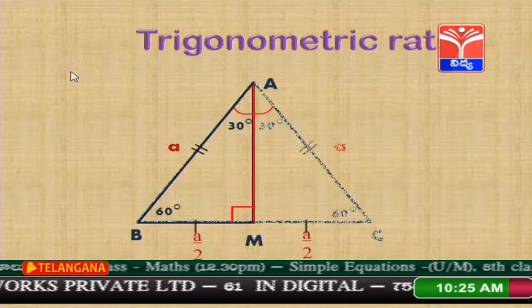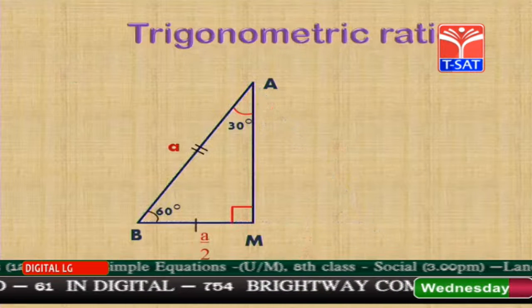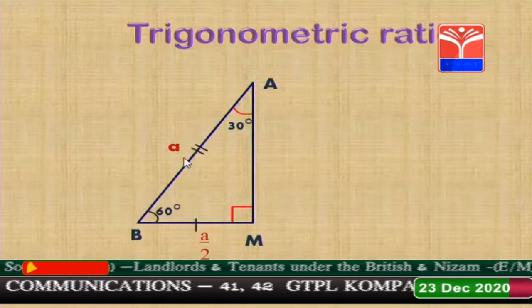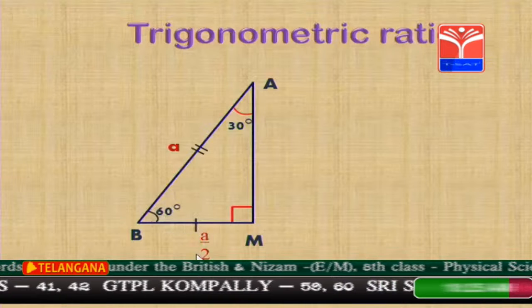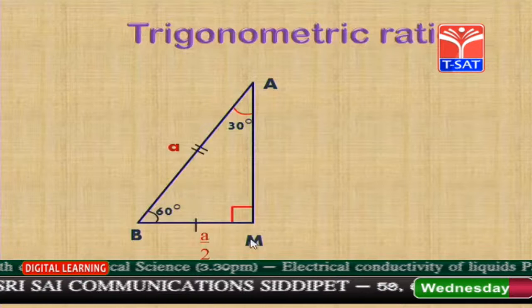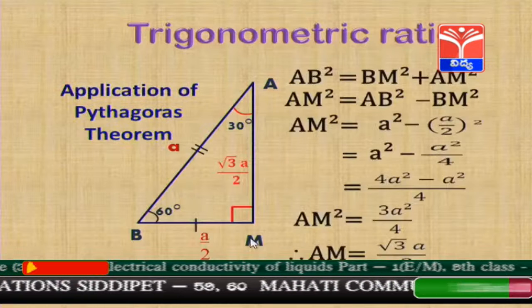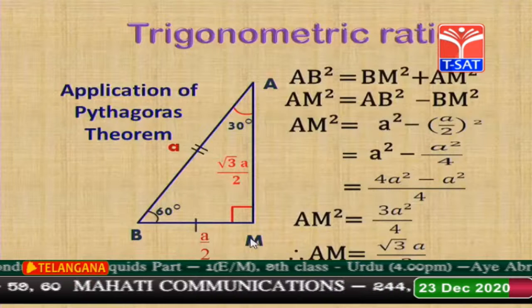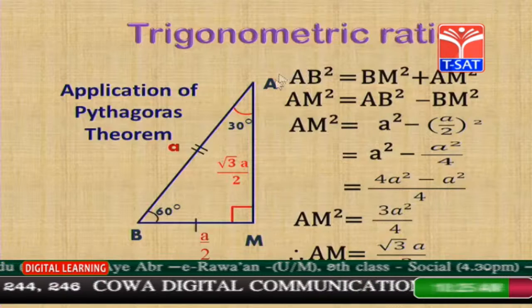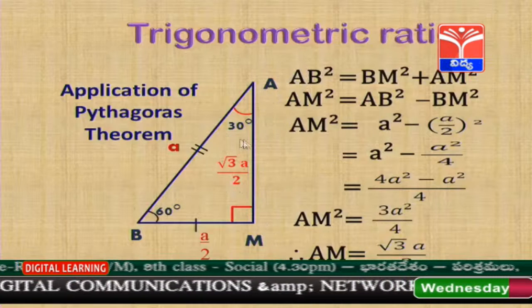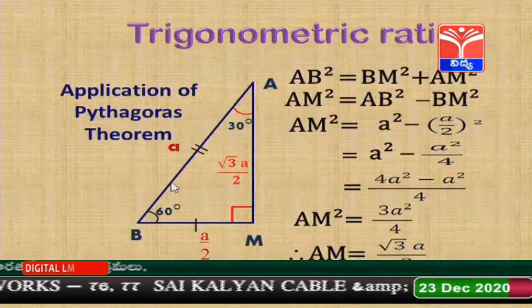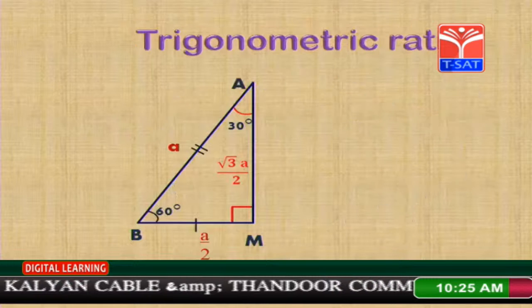So, now shall I start with, now this is the right triangle, you are able to see AB is equal to A, BM is equal to A by 2. Now, what can you say about the AM? So, here let us apply the Pythagoras theorem. AM is equal to root 3 by 2 A. So, we are able to say that here the AM height is equal to root 3 by 2 A. So, now we start discussing about the trigonometric ratios.